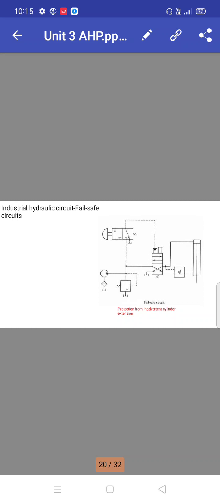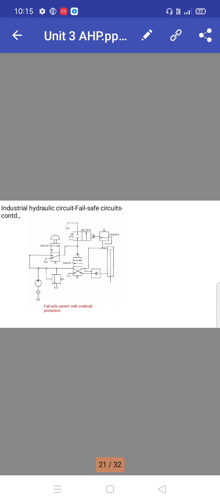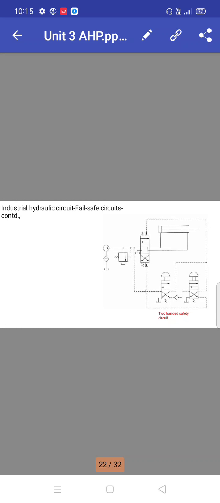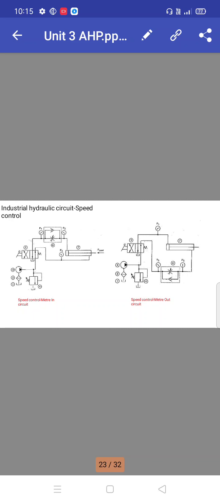But we could find the value of time off and the specific location of the problem to be identified. It's very difficult, so that should be considered. This is the fail-safe circuit continued. So these are the fail-safe circuits too.